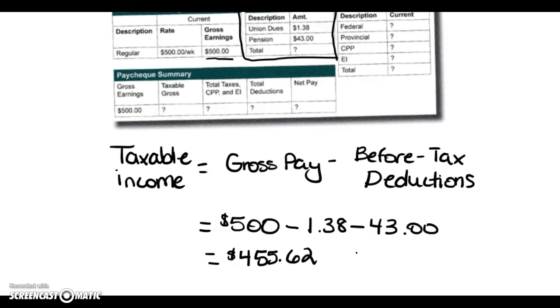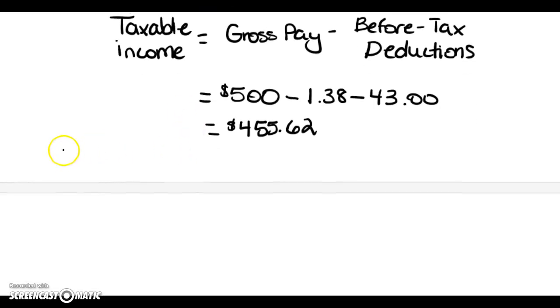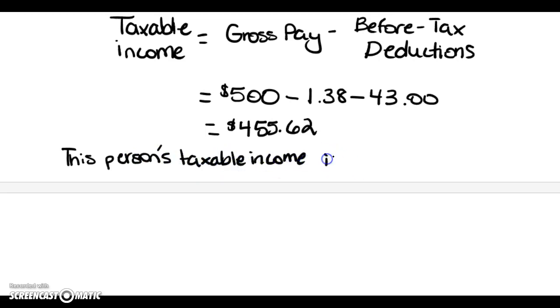And with this one here, it's not much of a word problem, but just so we get some good practice with it, we will write a sentence here. So we could say, this person's taxable income is $455.62.